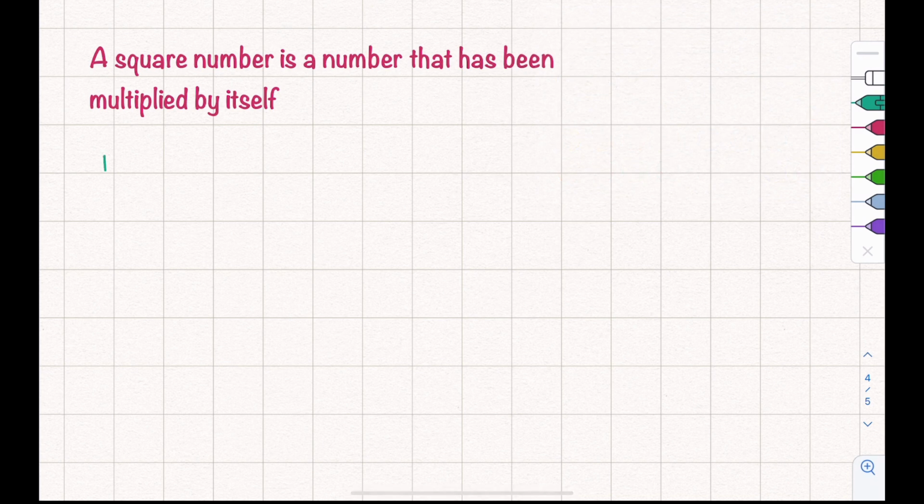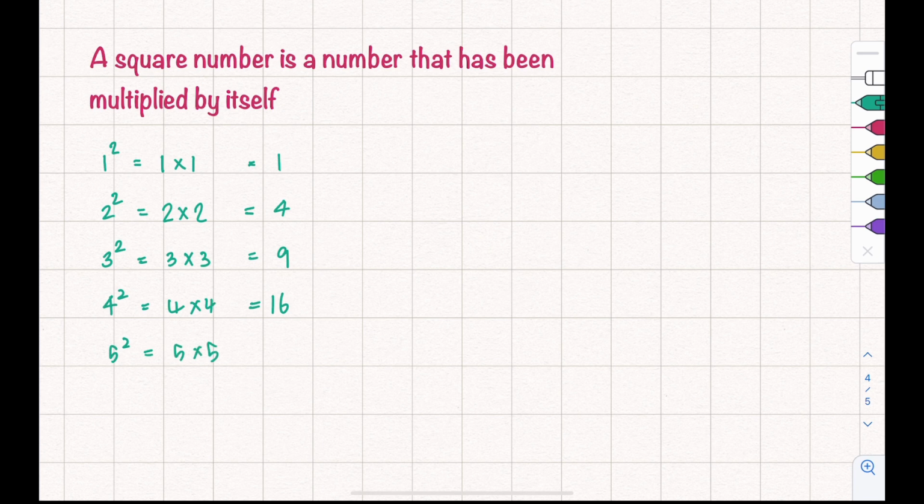If we have 1 and we are squaring 1, this means we're doing 1 times 1, and therefore 1 times 1, or 1 squared, is equal to 1. If we're doing 2 squared, then again we need to multiply by itself, so it would become 2 times 2, and that's 4. 3 squared means we're doing 3 times 3, and that is 9. 4 squared means 4 times 4, and that is 16. 5 squared is 5 times 5, and that equals 25.